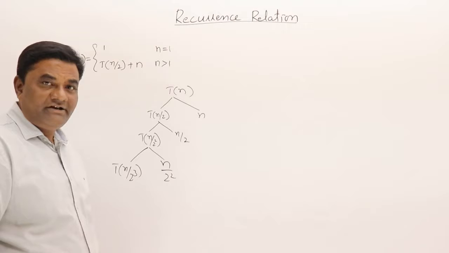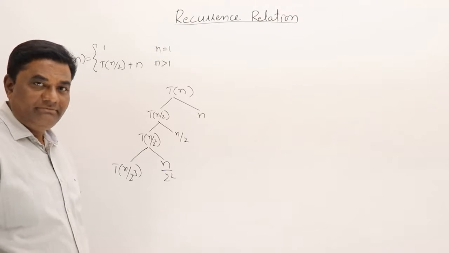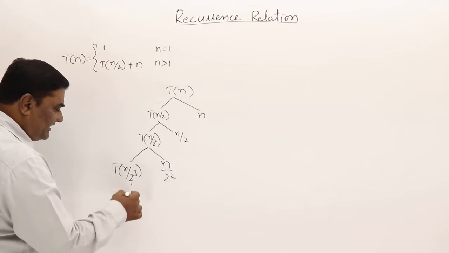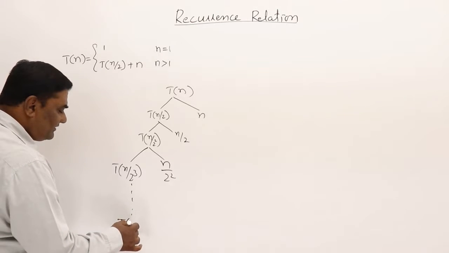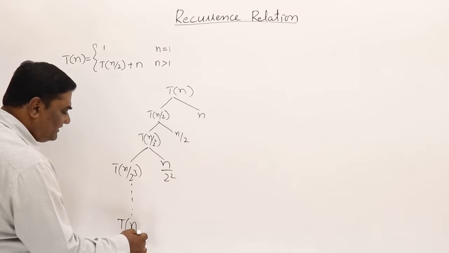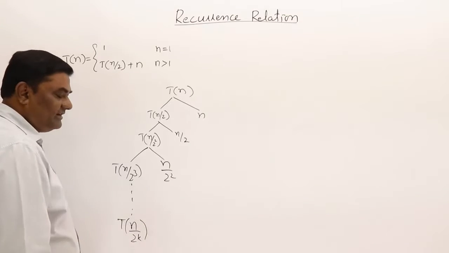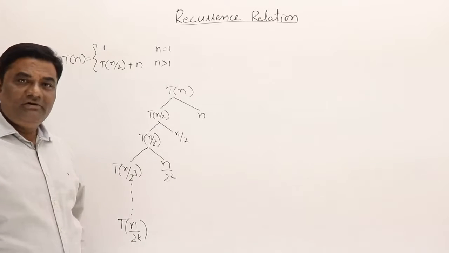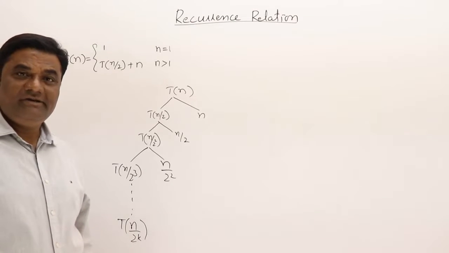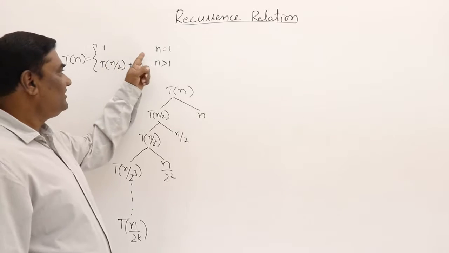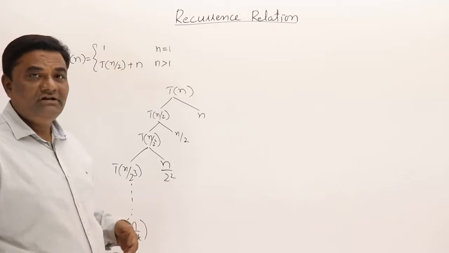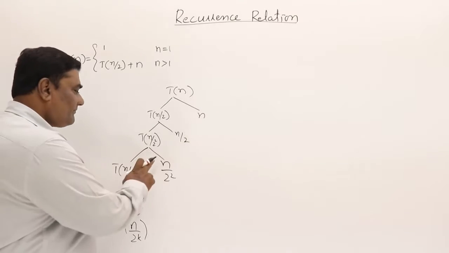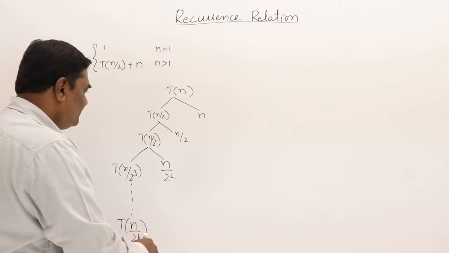This way I'll go on reducing. How long? For k times, n/2^k times. I'll repeat until here. Then when it is n/2^k, I assume that this has become 1, because what is the smallest value I have? n equal to 1. So I assume that I have reduced it up to 1. Now what will this be?